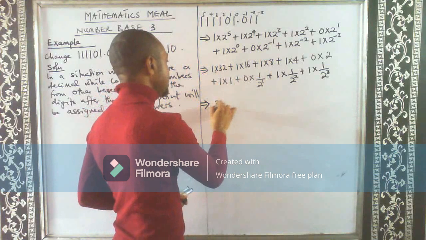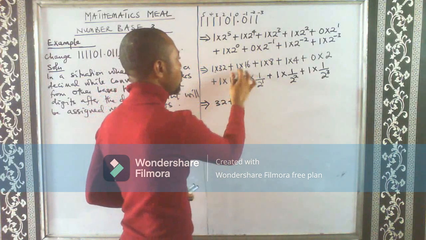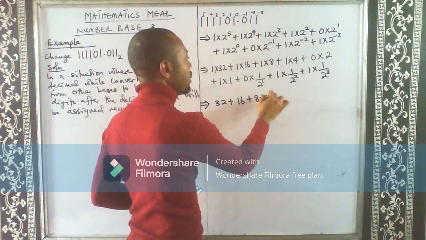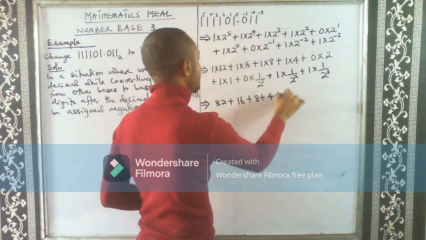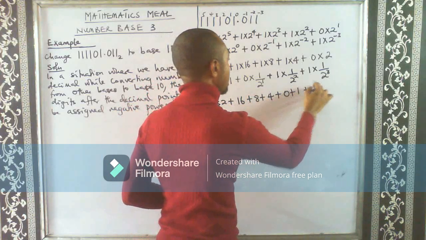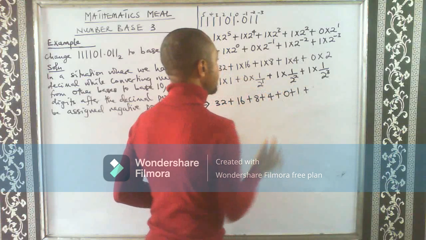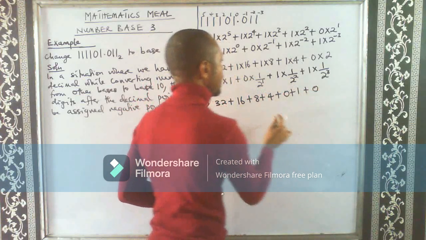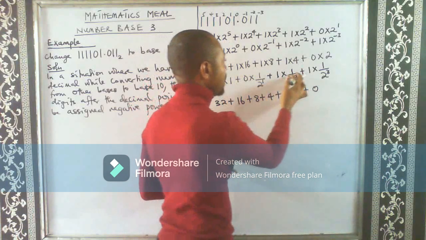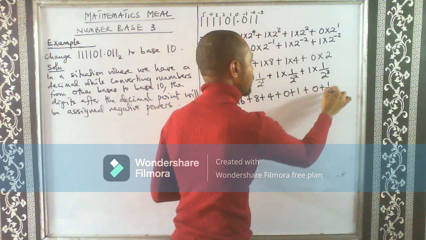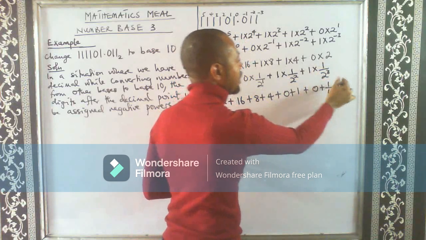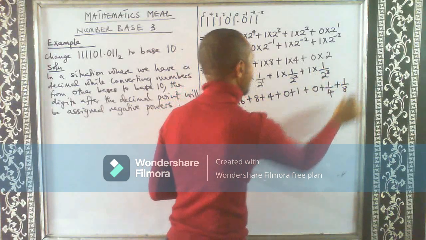1 times this is 32, plus 1 times this is what? 16, plus 8, plus 4, plus 0, plus 1, plus 0 times the whole of this will give us 0. Then 2 raised to the power 2 is 4, and 1 times that will give me 1 over 4. 2 raised to the power 3 is 8, so 1 times that will give me 1 over 8.